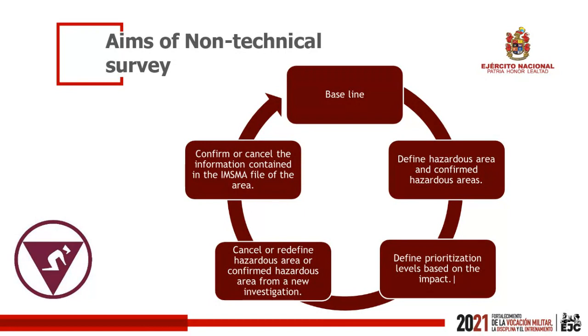After that, define the prioritization levels based on the impact. We need to take into account this point. After that, number 4 is to cancel or redefine the hazardous area or confirmed hazardous area from a new investigation. And the last one is to confirm or cancel the information contained in the IMSMA file of the area.